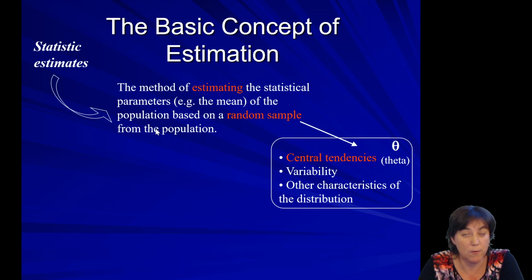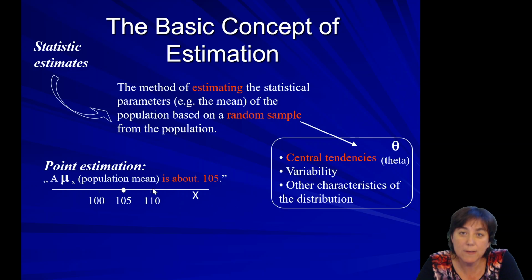What will we do? We will base our assumptions on a random sample selected from the population, and we will apply statistical methods to do so. So we will deal today with point estimation, meaning that now we say the population mean is about a single number, let's say 105. Of course, we know it's not exactly 105 in the population, but that's what it is in the sample, so it's a good estimation for the population.